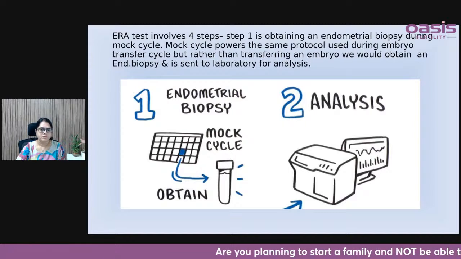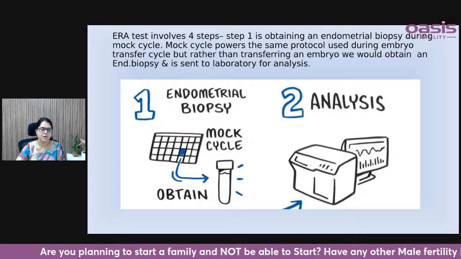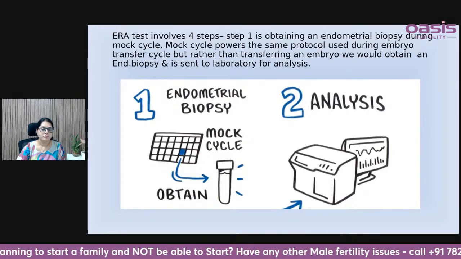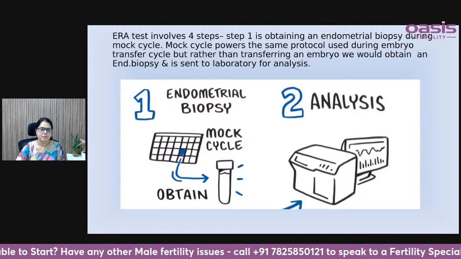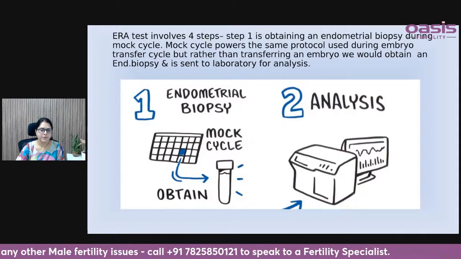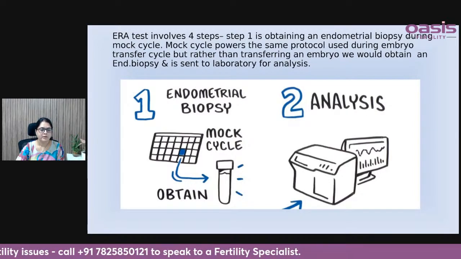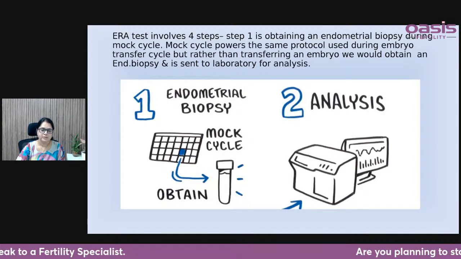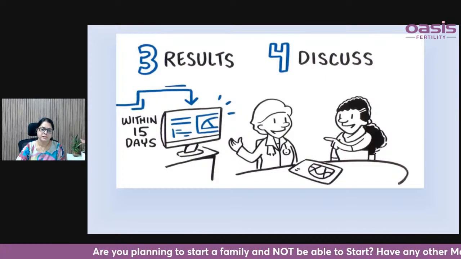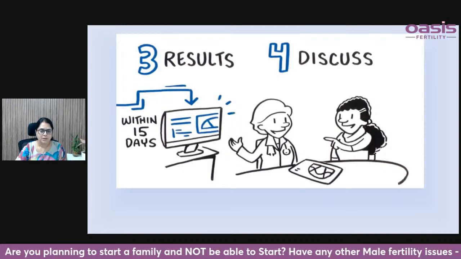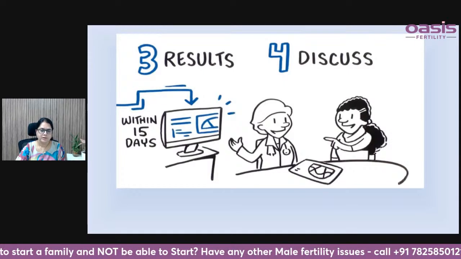The ERA test involves 4 steps. Step 1 is obtaining an endometrial biopsy during a mock cycle. A mock cycle follows the same protocol used during an embryo transfer cycle, but rather than transferring an embryo, we obtain an endometrial biopsy, and it is sent to the laboratory for analysis. And the third step is we get the results within 15 days and we can discuss with the patient the next plan of treatment.